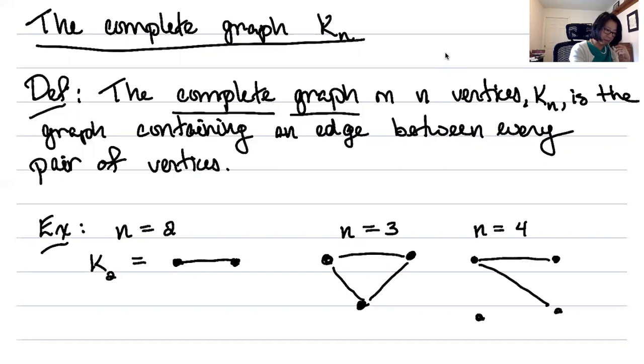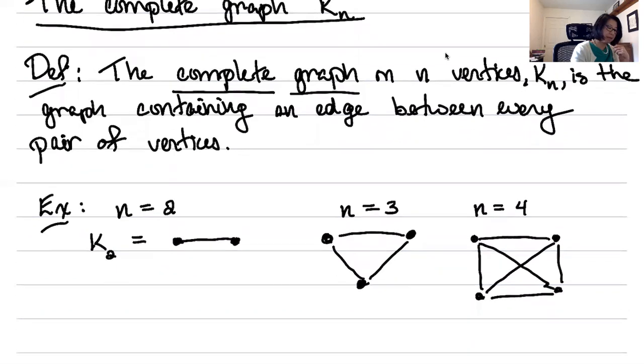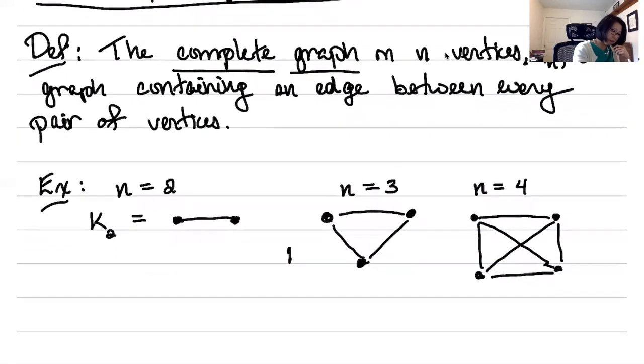well, I have to connect the first vertex to all the others, the second vertex to the ones it's not connected to, the same for the last pair. So I get 6 edges there. Okay, so this is K3 and this is K4.